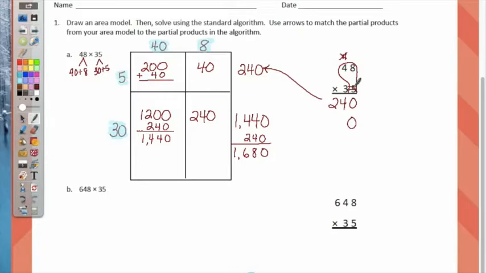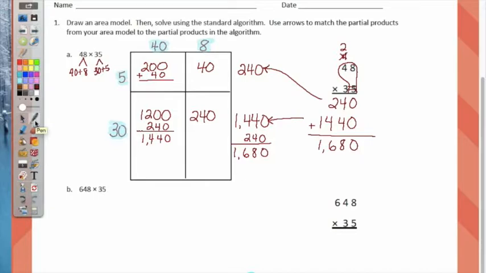Okay, so now we have 3 times 8. 24. So regroup the 2, write the 4. Make sure you're lining up your digits. 3 times 4, 12, 12 plus 2 more. Okay, so do we have a match? Yes. All right, go ahead and add them up. And that one's pretty simple. The next one is not.